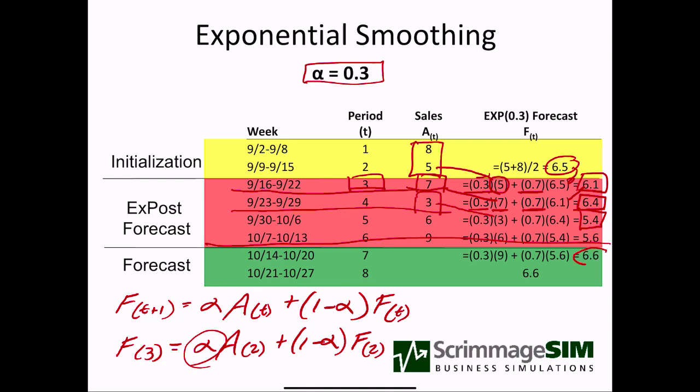And finally, 6.6 is our forecast for week 7, our first true forecast, and that value we would carry on to week 8, 9, 10. We're going to forecast a straight line out into the future, and the only time we'll adjust that is when time moves forward and we get a new value for sales in week 7.